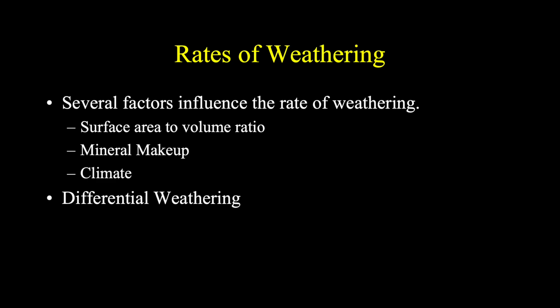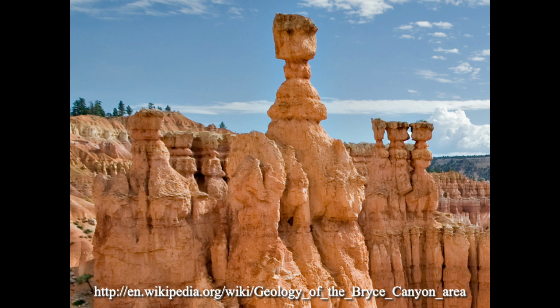And then this brings us to the process of differential weathering. As I've said, the composition of the rocks can influence the rate of weathering. Here we can see the results of differential weathering. Some of these layers in this rock unit were more susceptible to weathering than other layers. You can see how some of these layers have resisted the weathering versus other layers.